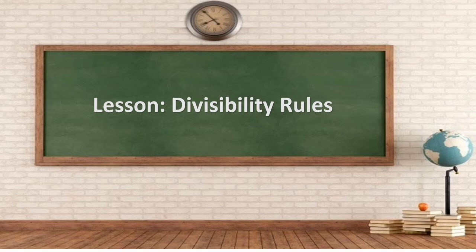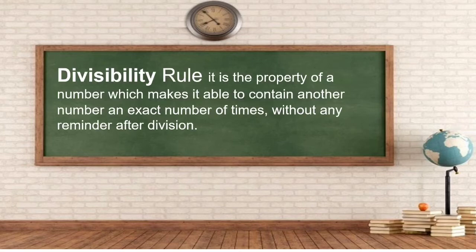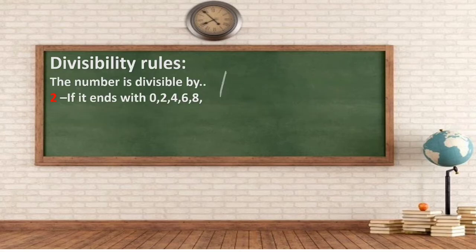Our lesson for today is all about divisibility rules. What is a divisibility rule? It is the property of a number which makes it able to contain another number an exact number of times without any remainder after division.